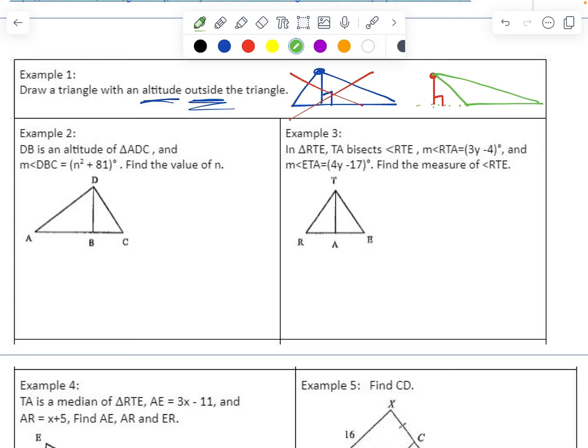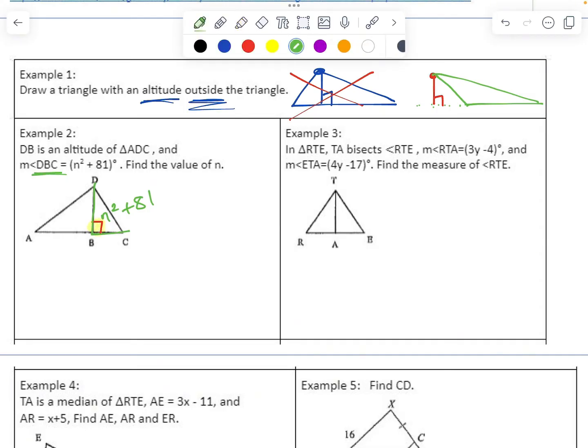Example 2, DB is an altitude of triangle ADC, and the measurement of angle DBC equals n squared plus 81 degrees. Find the value of n. So we're going to mark up our picture. When it says that BD is an altitude, that means that that's 90 degrees, and that's going to be important. It also tells us that the measurement of angle DBC is going to be this n squared plus 81. But we already know that it's 90 degrees because of that right angle.